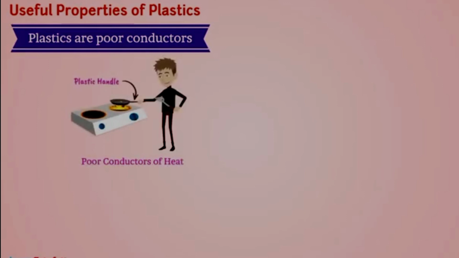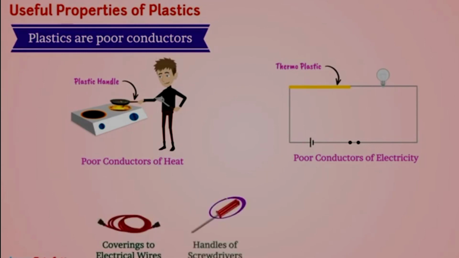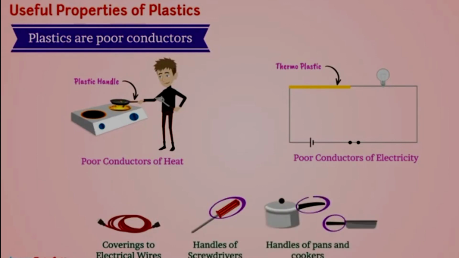The next property is, plastics are poor conductors. As plastics are poor conductors of heat and electricity, these are used as coverings to electrical wires, handles of screwdrivers, handles of pans, and cookers. It is also used for heat-resistant dresses.